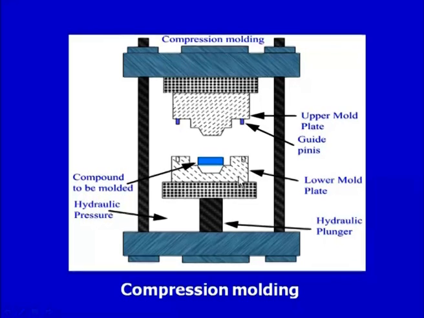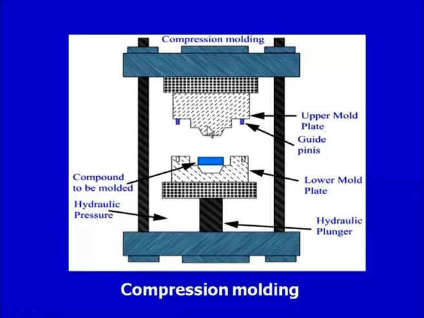So, we have two mold halves and a cavity would be generated, or we can say the shape would be generated between the top half and the bottom half, and this particular raw material would be deformed into that particular shape which is generated between the upper half and the lower half of the mold. So, this is a hydraulic plunger which would apply the pressure between the two halves of the mold. So, we have a lower mold plate and an upper mold plate.